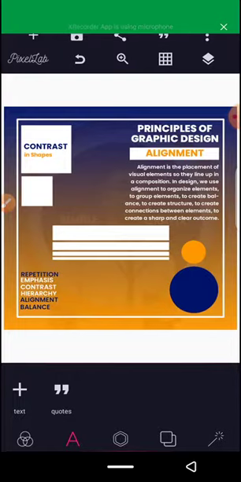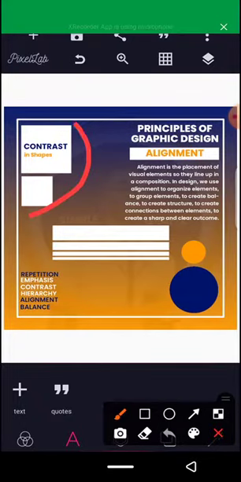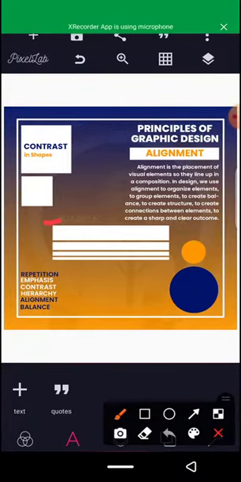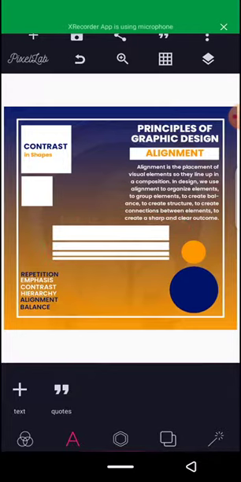I'm going to start from up here, the contrast. Now this is what they call contrast in shape. So you have two different shapes, the big and the small, and that's what is contrast in shape. There are different sizes: the first one, the second one, the third one, then the fourth one.